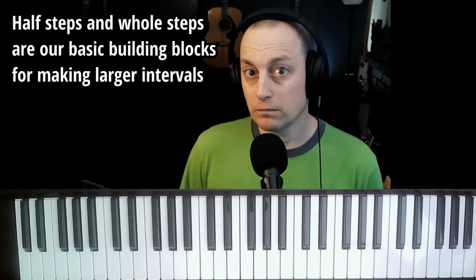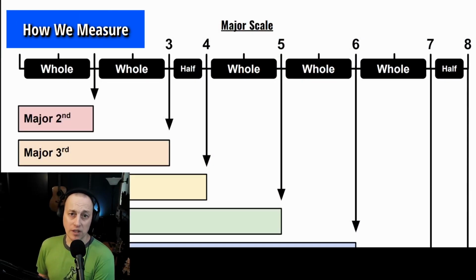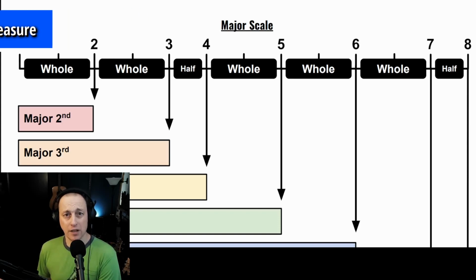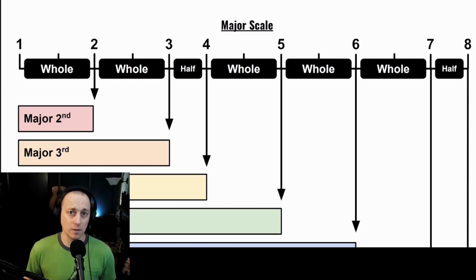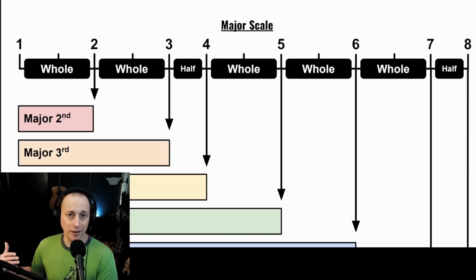Okay, here we have a representation of the major scale. We're not going to worry about what exactly the major scale is right now. Let's just think of it as a series of whole steps and half steps. It's a series of notes, and we're going to give those notes numbers. The first note in the major scale is number 1. The second note is number 2, etc. These are called scale degrees.